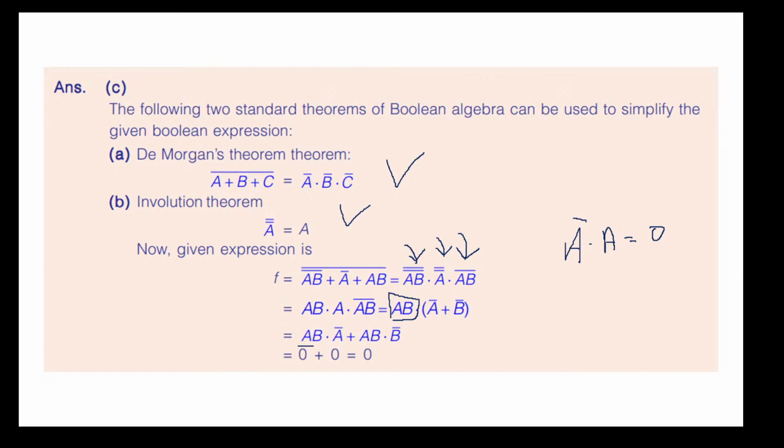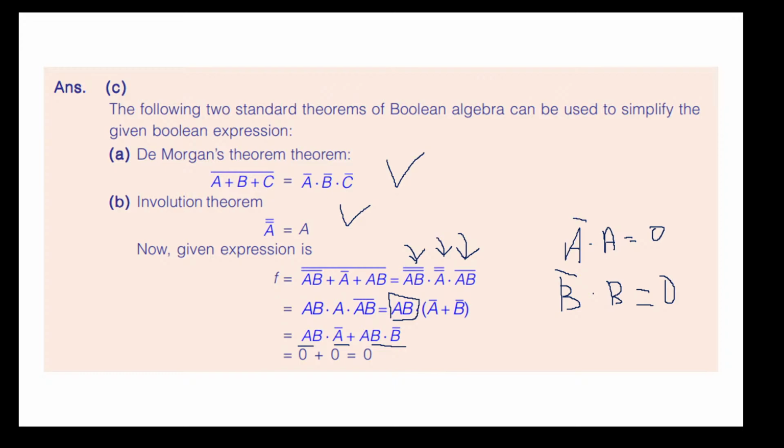Yes, a bar into a equals 0, right? Similarly, b bar into b will also be equal to 0, right? So you can see over here, this has become 0 and this has become 0. So what are the remaining terms? The remaining terms are nothing but 0 because you're multiplying it into 0.